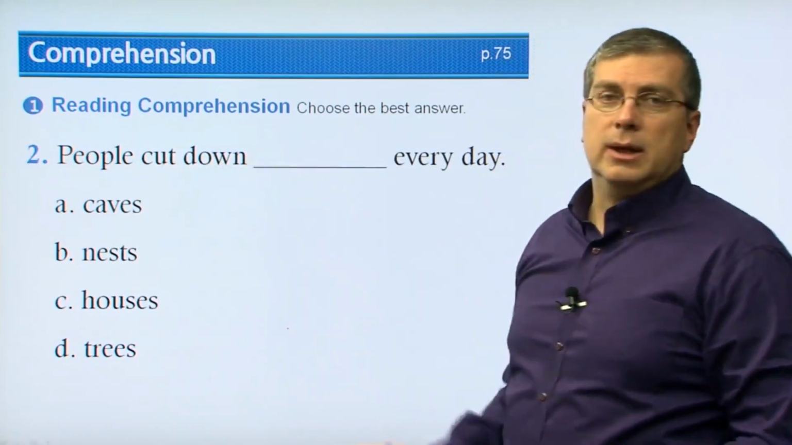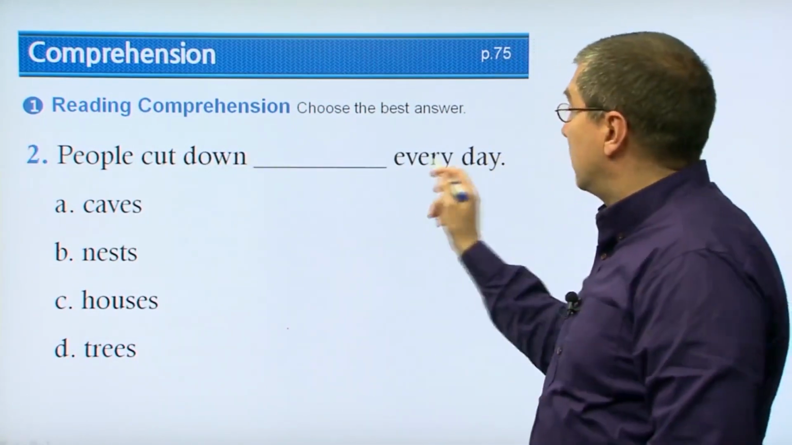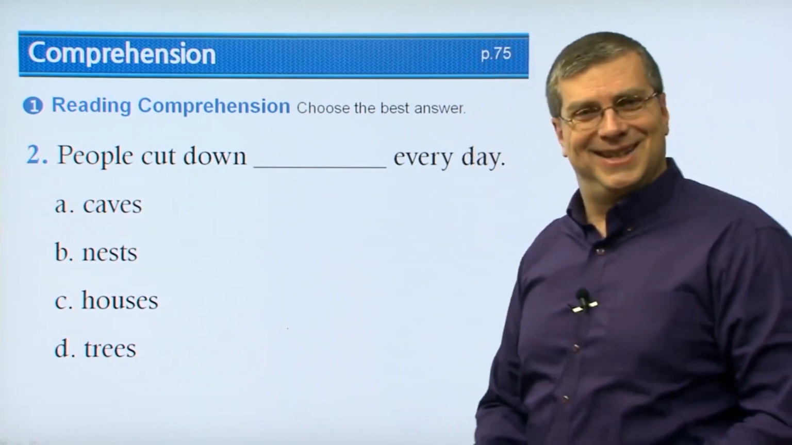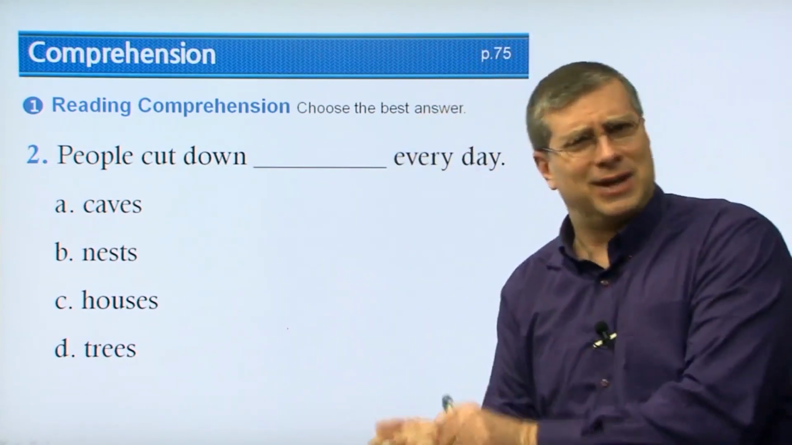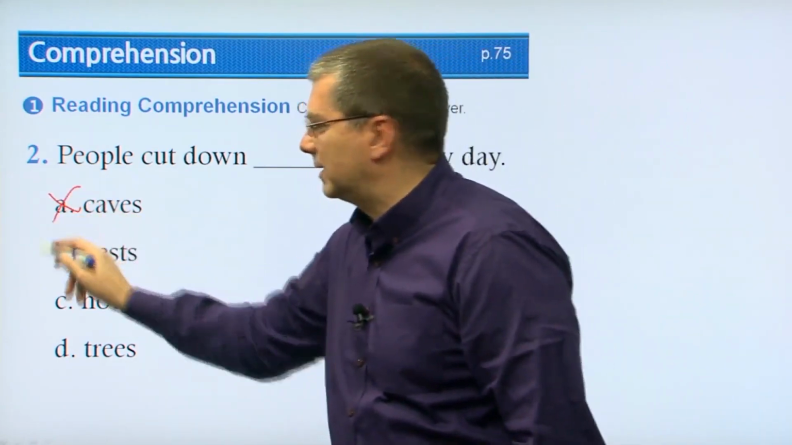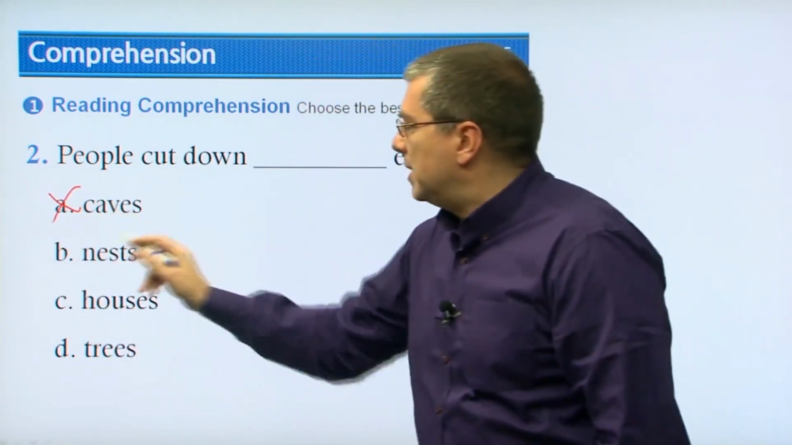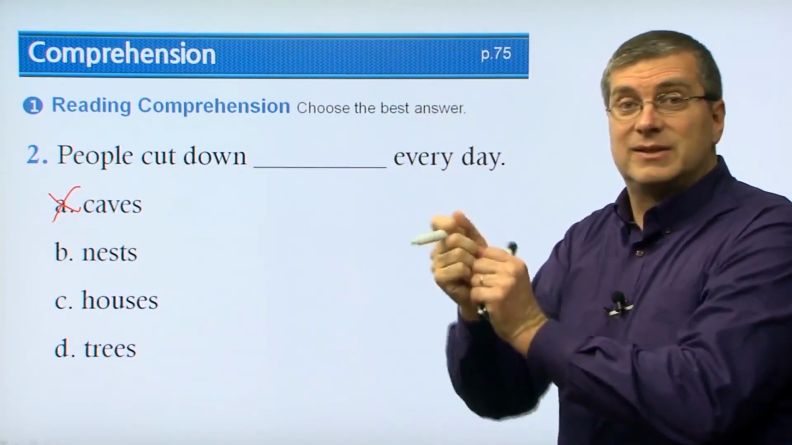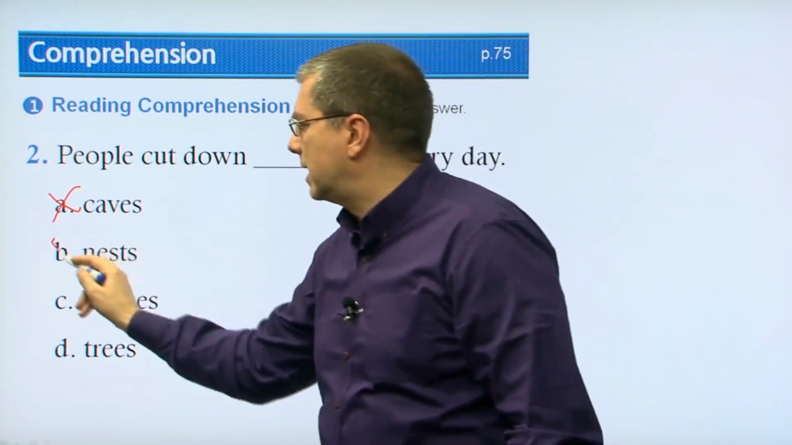People cut down. What do people cut down every day? We talked about this, right? Do people cut down caves? That's crazy. You can't cut down a cave, right? A cave is a hole in the ground. So it can't be A, right? That's silly. B, do you cut down a nest? Do you go up in the tree and cut down a nest? No, you don't. We don't cut down nests. We don't cut down birds' homes.